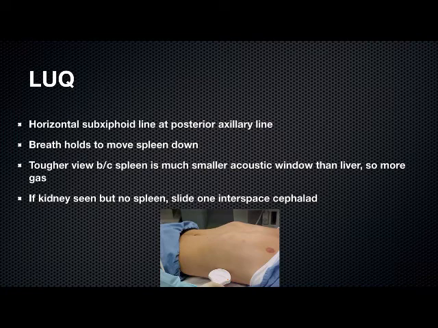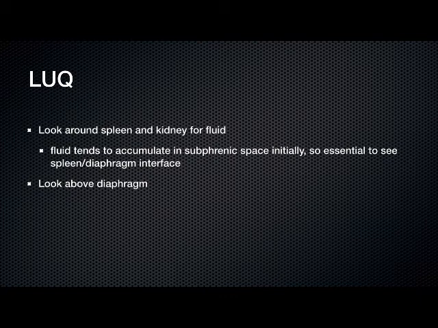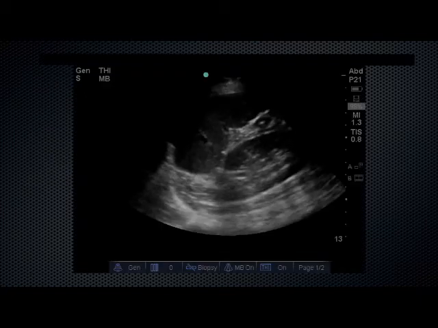This is the left upper quadrant, so this is going to be looking at your splenorenal recess, and this is that same sort of orientation. You look at the horizontal subxiphoid line and you go laterally and intersect with what's called the posterior axillary line, so the back of the armpit, and put your probe on the patient's body, and then you can see this. And again, we're looking for fluid in this area.